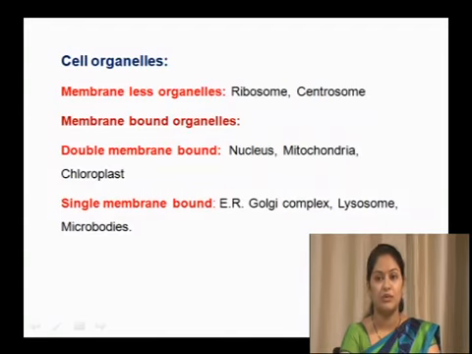Moving on to membrane-bound organelles, they can be classified depending on the number of membranes into double membrane-bound organelles and single membrane-bound organelles. Double membrane-bound organelles mainly include nucleus, mitochondria and chloroplast because they are surrounded by two separate membrane systems, and single membrane-bound organelles include endoplasmic reticulum, Golgi complex, lysosome and microbodies.